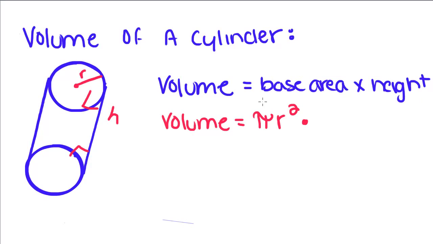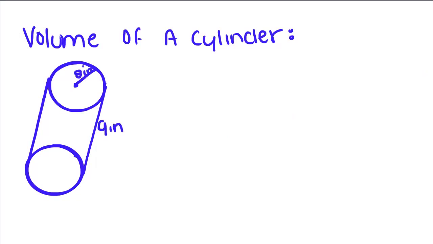I know it's kind of hard to see, but if this was sitting up like a soup can, that side of the soup can is perpendicular to both circles. So pi r squared times h. So now we're going to do some examples.